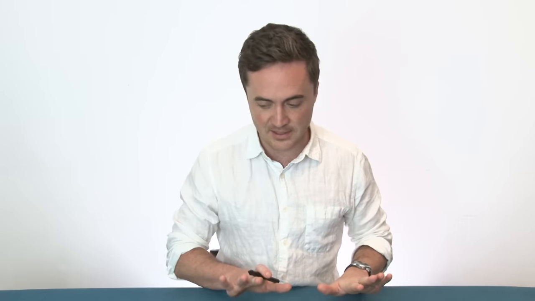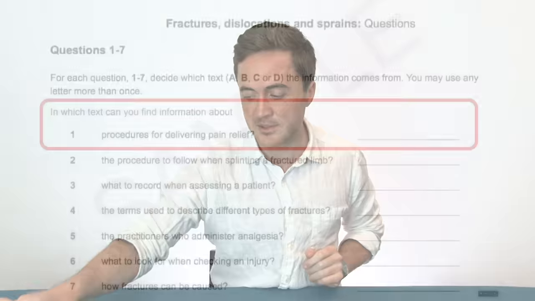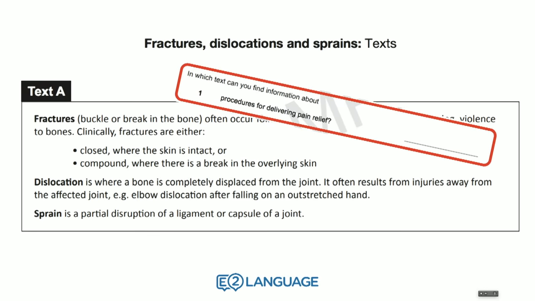So what you need to do is think, okay, in which of those texts, A, B, C, or D, will I find information about pain relief? Now, you might just know it. You probably already know it from what we just looked at. But otherwise, you will definitely have to go back and look at those four texts, and you're just going to write A, B, C, or D into that gap. So you're going to ask yourself, okay, would I find information about pain relief in text A?